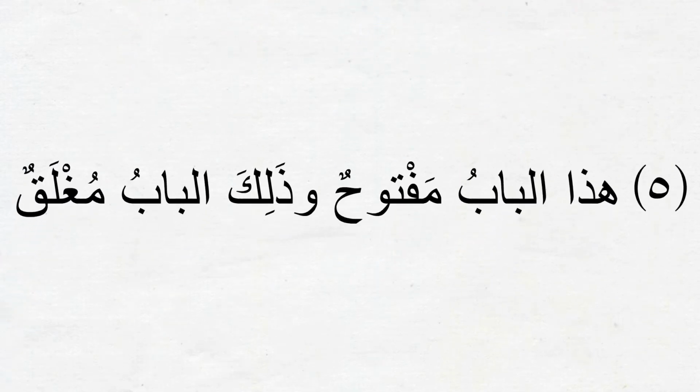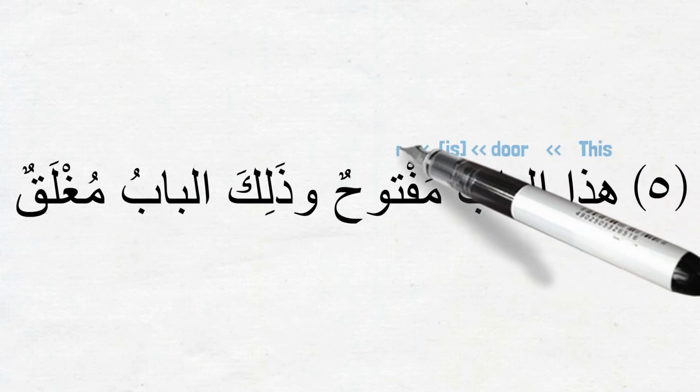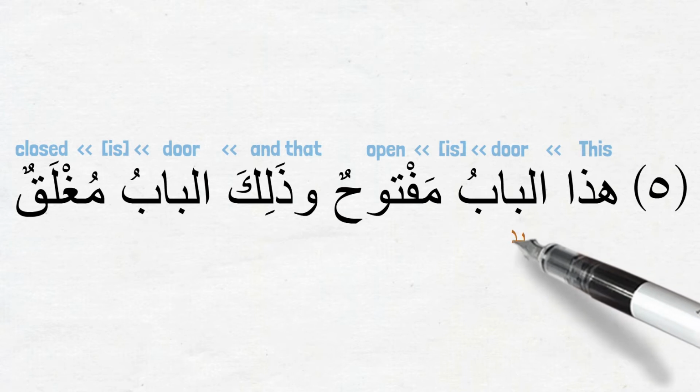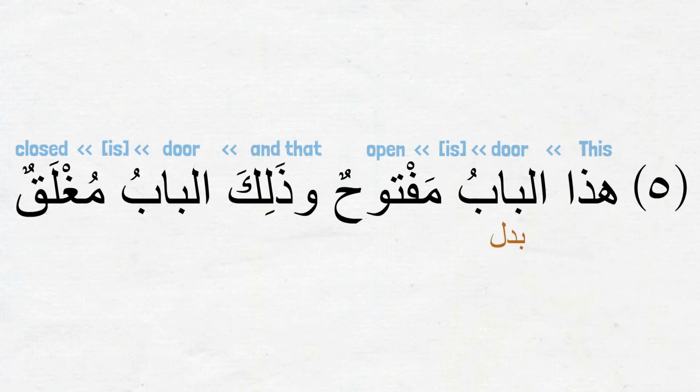Sentence number 5. هذا الباب مفتوح وذلك الباب مغلق. This door is open and that door is closed. Which word is badal in the first sentence? Al-babu, right? It is badal or substitute word for هذا. And in the second sentence, again al-babu is coming as badal. This time it is badal for the ismul ishara ذلك.